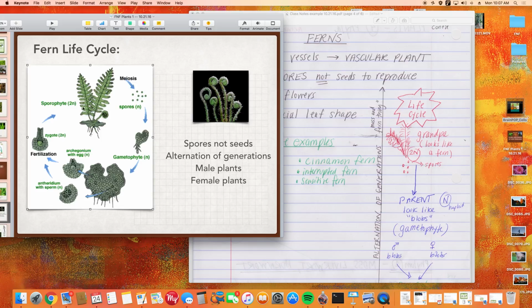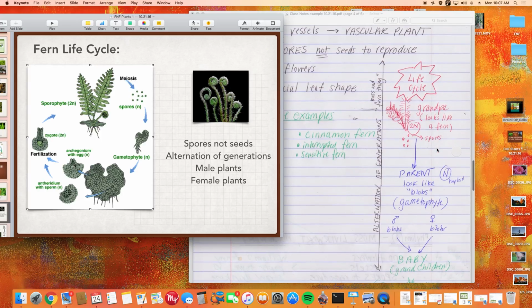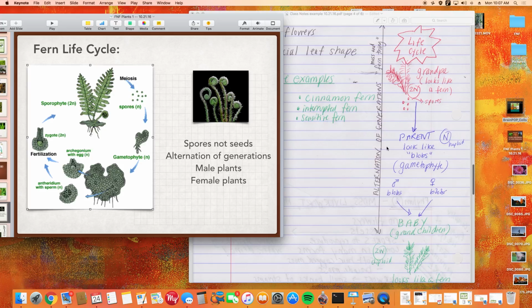So ferns do this. They'll have double the genetic material, so a copy from mom and a copy from dad in the sporophyte phase. So here's grandpa sporophyte. He's got 2N. If N is 1 copy of information, he has double. Okay, don't get too hung up on that. Just know that grandpa fern looks like a fern. Okay, grandpa has babies. Babies' ferns look like blobs, okay? This is called the gametophyte stage of the fern. This has half the amount of genetic information.